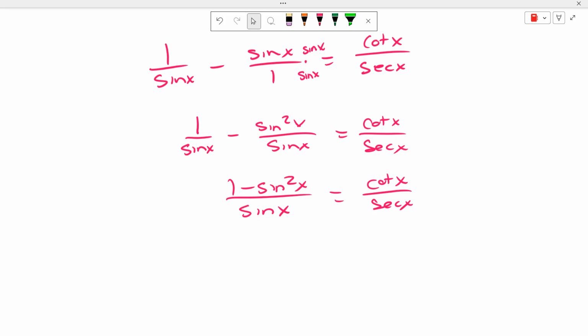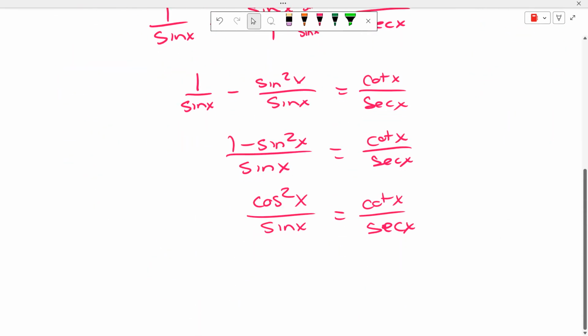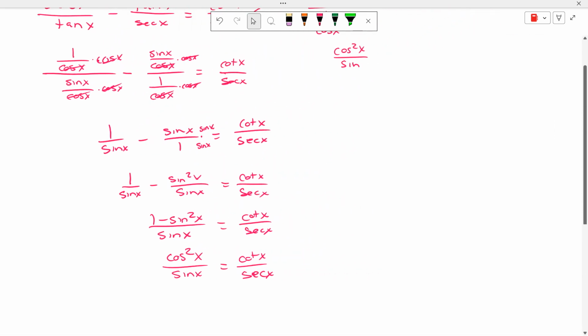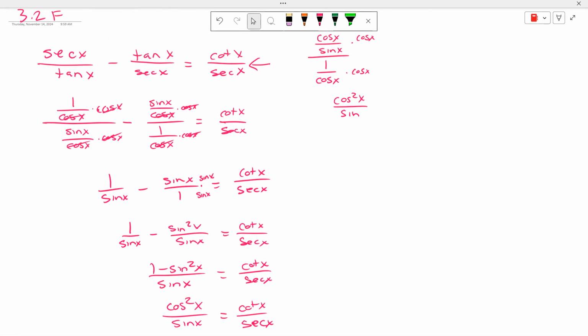All right, so what's 1 minus sine squared equal to? Cosine squared of x over sine of x equals cotangent of x over secant of x. And if we hadn't done this little thing up here, we'd be going, geez, that's not even close. I'm never going to get there. But this matches this, so we know if I go this direction, I can get to there.